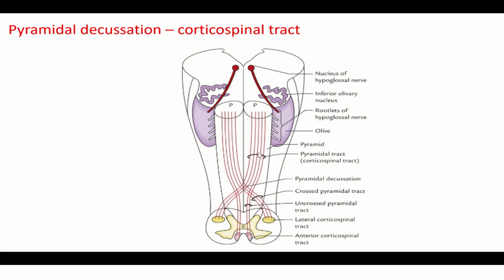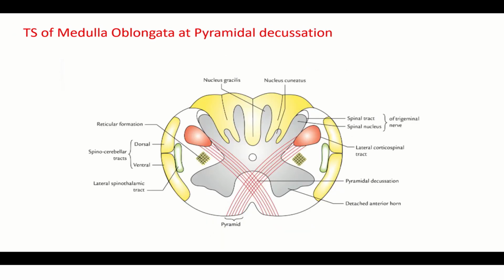So these corticospinal tracts decussate in the midline and cross to the opposite side, reach the lateral aspect, and descend as the lateral corticospinal tract, and the uncrossed fibers will descend as the anterior corticospinal tract. So we are going to take a transverse section of the medulla at the level of the pyramidal decussation, and we are going to see what gray matter is present there, what white matter is present there, and what the important function is. So let us see here.